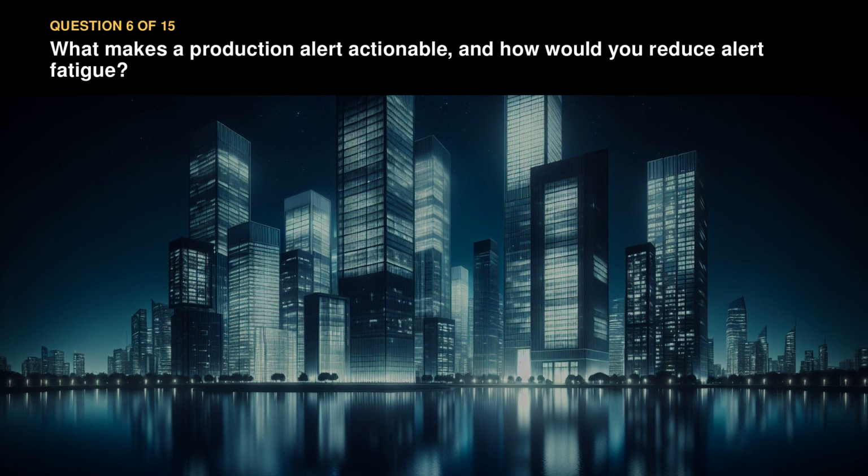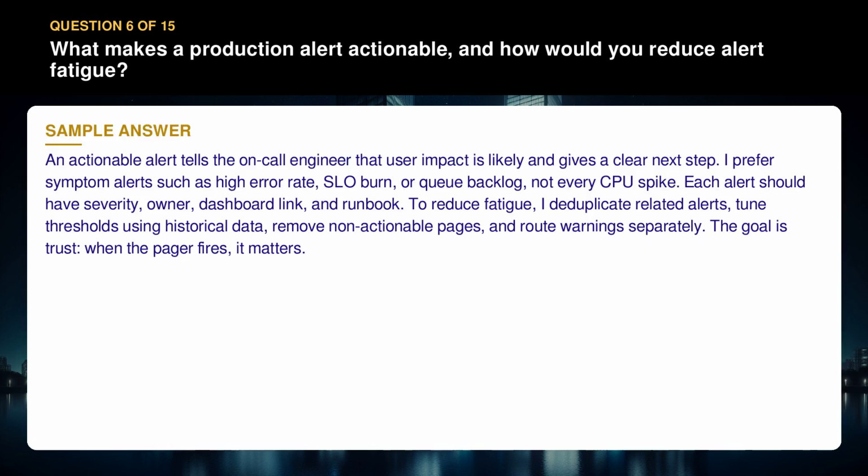Question 6. What makes a production alert actionable, and how would you reduce alert fatigue? An actionable alert tells the on-call engineer that user impact is likely and gives a clear next step. I prefer symptom alerts such as high error rate, SLO burn, or queue backlog, not every CPU spike. Each alert should have severity, owner, dashboard link, and runbook. To reduce fatigue, I deduplicate related alerts, tune thresholds using historical data, remove non-actionable pages, and route warnings separately. The goal is trust. When the pager fires, it matters.